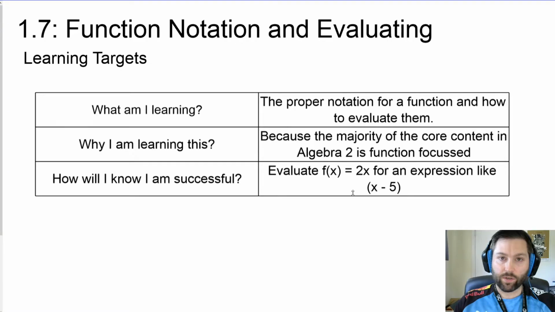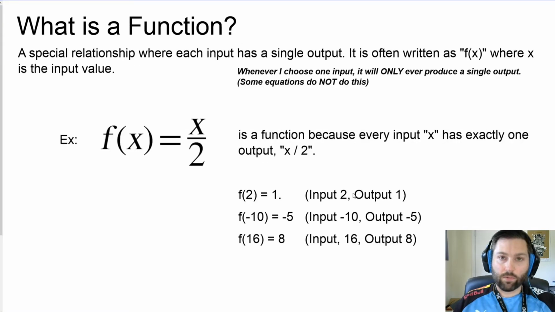So let's get started. Before we start function notation, we need to know what a function is. A function is a special relationship where every input has a single output. It's often written as f of x, where x is the input value. So what I am essentially saying is that whenever I choose one input, it will only ever produce a single output. So when I choose an x, it only gives me one possible y. Some equations don't do this, so they're not functions.